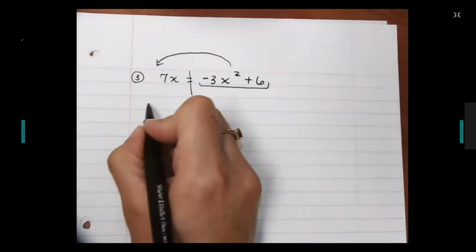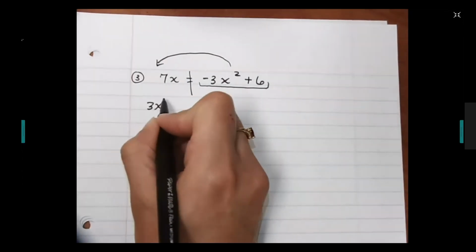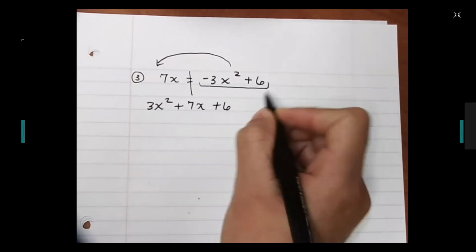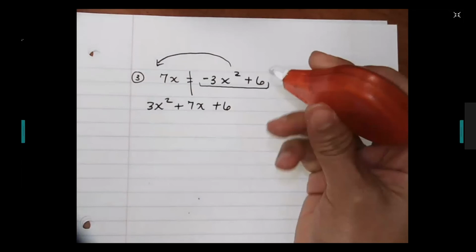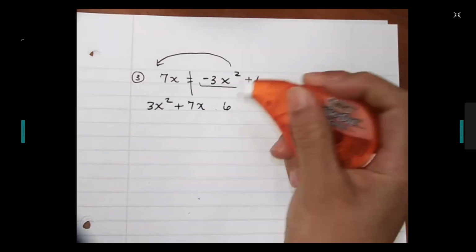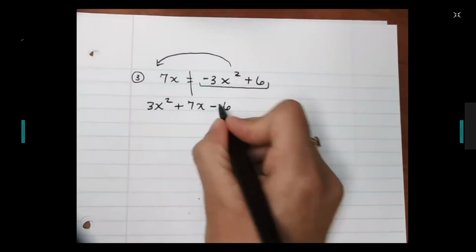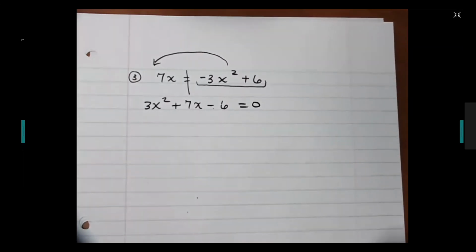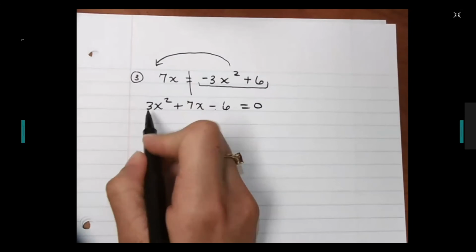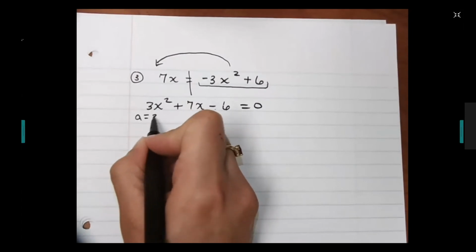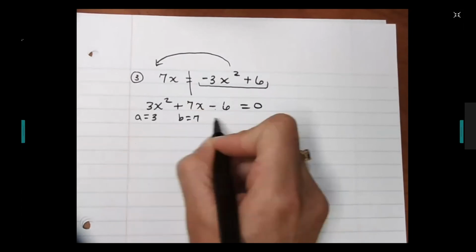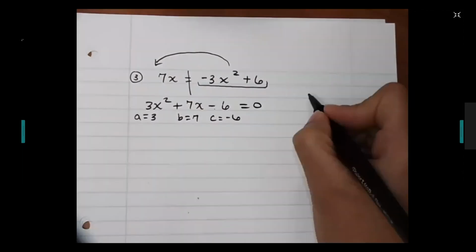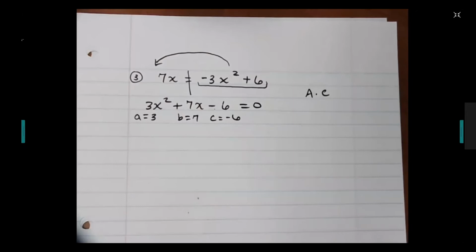This is going to end up giving us positive 3x squared plus 7x plus 6, not plus 6, sorry, minus 6, because that has to change the sign too. Equal to 0. And my leading coefficient is not 1, it's 3. So we're going to have to do the A times C method for factoring.